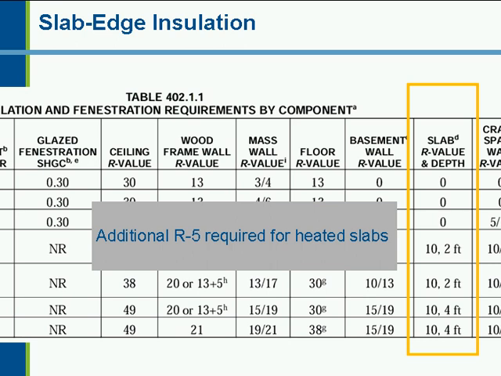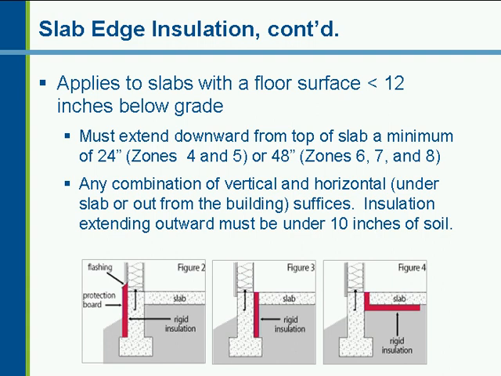Important to understand, and this is in a footnote in the table, there's an additional R5 required if you have a heated slab. So where the requirement is now R0, it would become R5. Where it's now R10, it would become R15 in a heated slab. The definition of a slab edge application is to a floor surface that's not more than 12 inches below grade. If you've got your slab any deeper than that, you're dealing with a shallow basement, and those other requirements would come into play. When the code says 2-foot depth or 4-foot depth, that can be any combination of vertical or horizontal extension of the insulation.